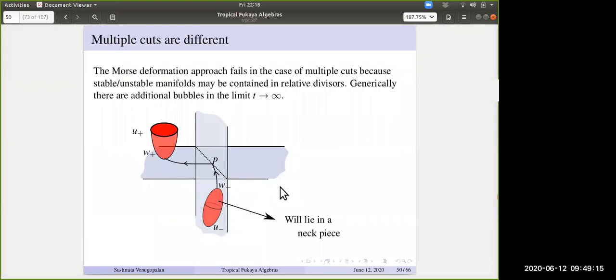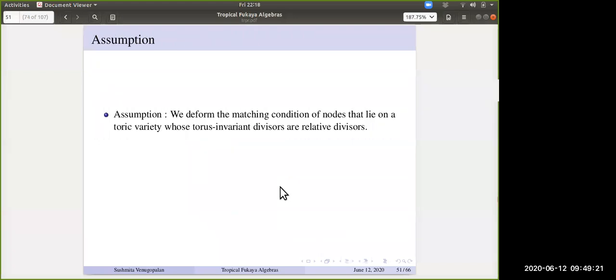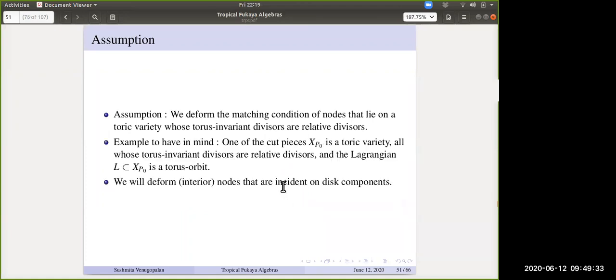So we do something which looks quite different. And we do it in a slightly restrictive case, where I assume that the edges lie on toric varieties whose torus invariant divisors are relative divisors. Pardon me if this looks technical, but it's going to be simplified in the next slide.